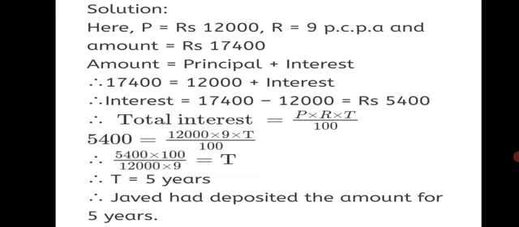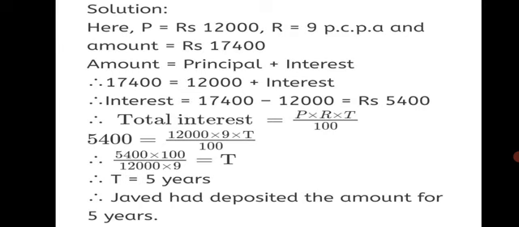Reduce the number of zeros. Okay. 3 zeros are in the denominator, so you can reduce 1, 2 and 3 zeros here, the third zero from 5,400. And when you divide 540 by 9, you will get the answer as 5. So T is equal to 5 years. Therefore, Javed had deposited the amount for 5 years.